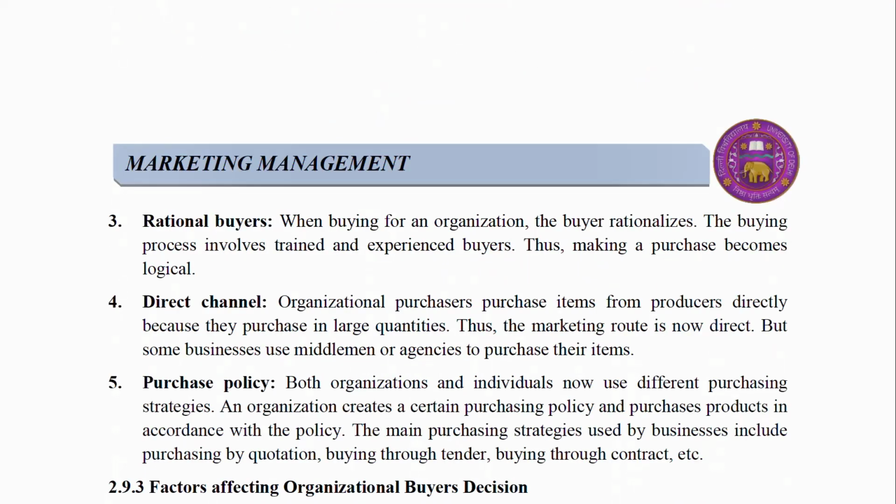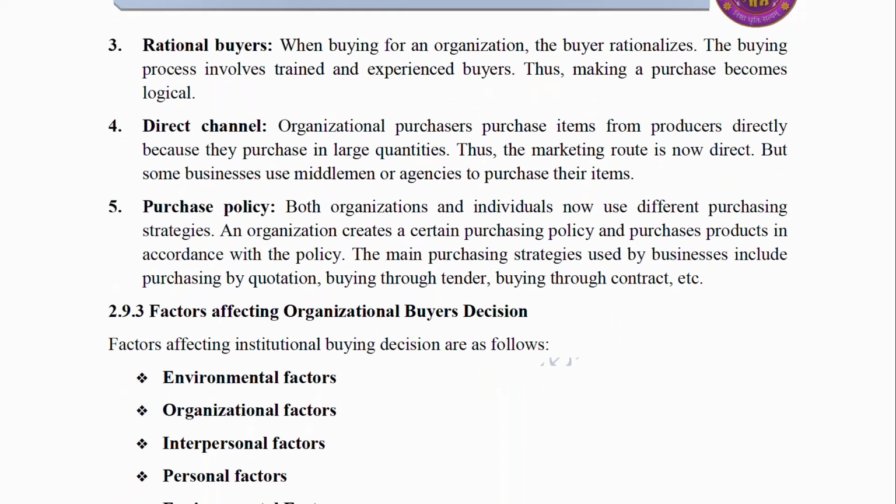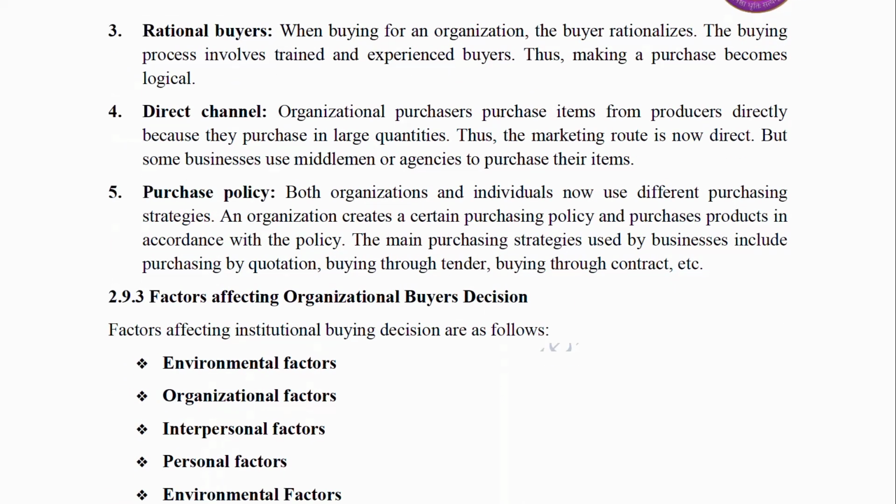3. Rational buyers. When buying for an organization, the buyer rationalizes. The buying process involves trained and experienced buyers. Thus, making a purchase becomes logical. 4. Direct channel. Organizational purchasers purchase items from producers directly because they purchase in large quantities. Thus, the marketing route is direct. But some businesses use middlemen or agencies to purchase their items.